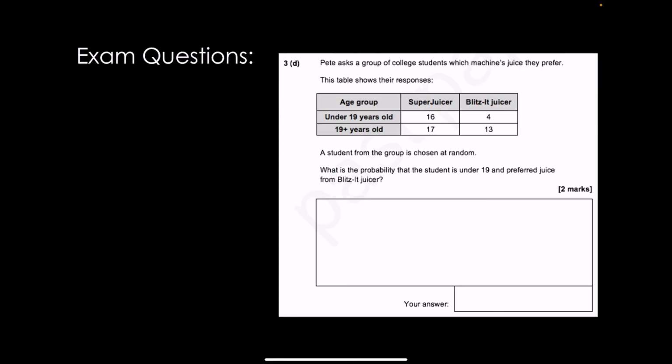I thought that was the last one. Pete asks a group of college students which machine's juice they prefer. This table shows their responses. A student from the group is chosen at random. What is the probability that the student is under 19 and preferred juice from Blitzit Juicer? If you'd like to pause the video and have a go at that one, then press play for the answer.